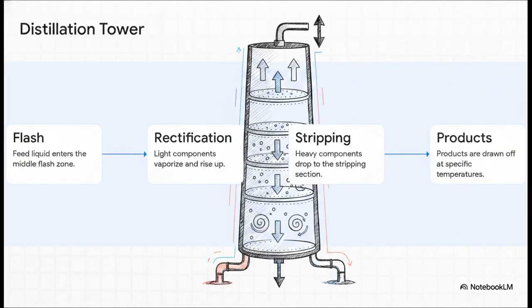Let's actually look inside one of these distillation towers to see how this creates a continuous sorting machine. The feed liquid enters right into the middle of the tower. Because of a sudden drop in pressure, it immediately flashes into a mix of liquid and vapor. The lighter vapors naturally rise up into the cooler rectification section, while the heavier liquids drop down into the hotter stripping section. Along the way, they interact on specialized sieve trays, condensing and revaporizing until distinct, highly pure products can be drawn off at specific temperature levels from the top, middle, and bottom of the tower.